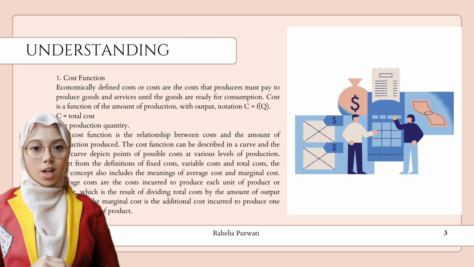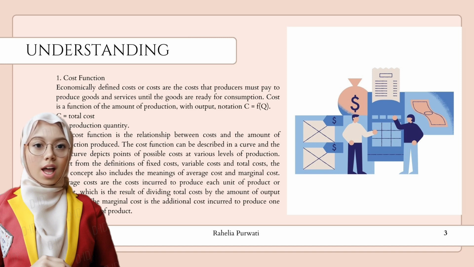1. Cost function. Economically defined costs are the costs that producers must pay to produce goods and services until the goods are ready for consumption. Cost is a function of the amount of production, with output, notation C equals F(Q). C equals total cost. Q equals production quantity. The cost function is the relationship between costs and the amount of production produced.